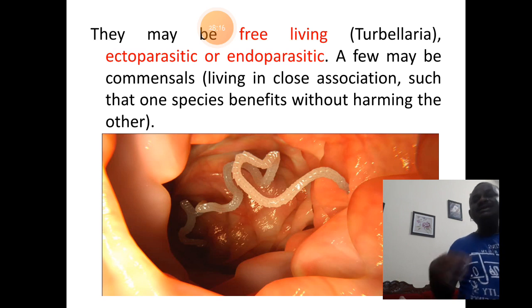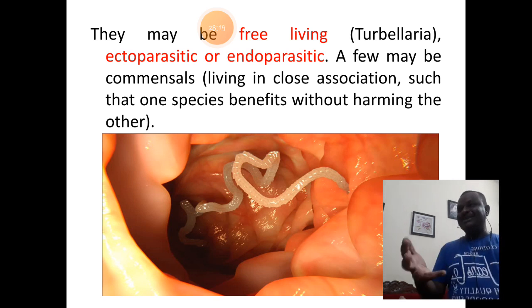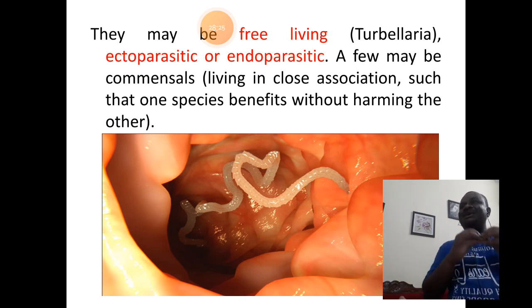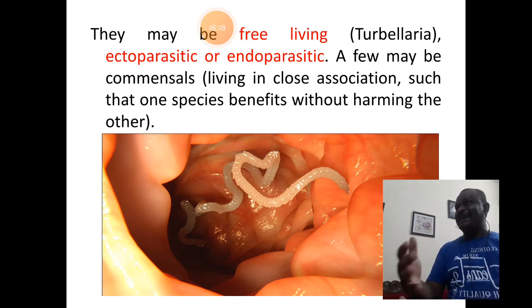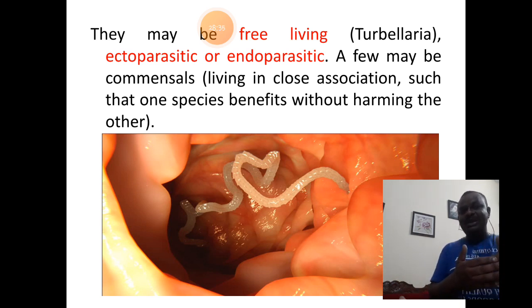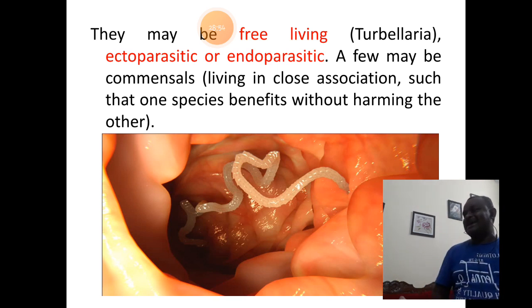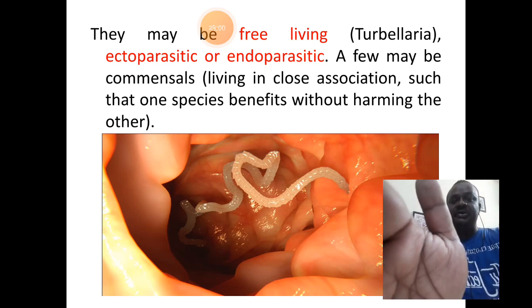Fine, students. We call this parasitism. During parasitism, some parasites will exhibit a phenomenon called commensalism. Commensalism refers to a close association between two animals, where one animal gets a benefit without harming the body of the other organism. So when two animals are living together and one gets a benefit without harming the other, we call it commensalism. There are examples of flatworms that exhibit commensalism.